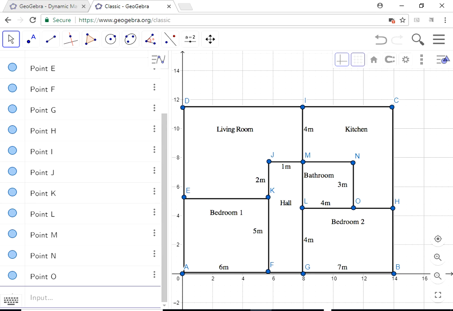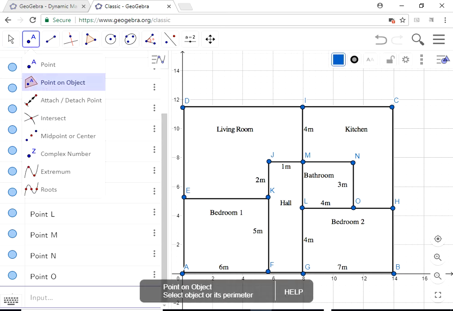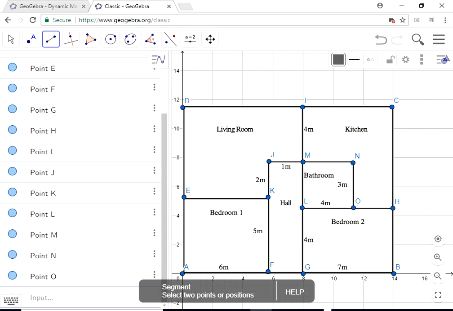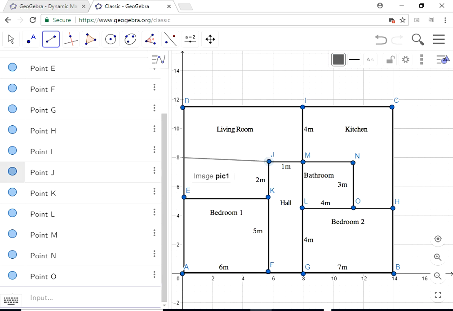And now we have to try to find the area of the living room. You can see it's not a perfect rectangle, but what we can do is divide this into two separate rectangles. Once we do that, now we have two separate rectangles for this living room.